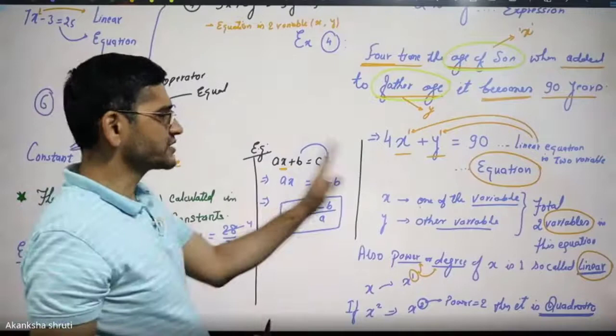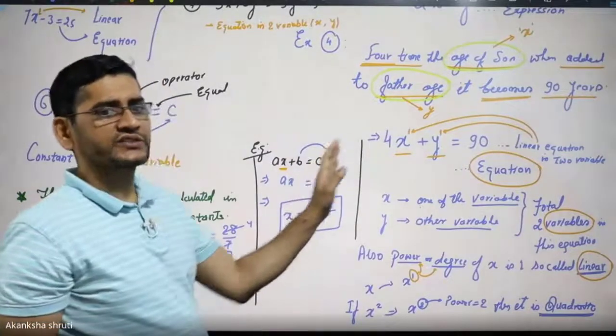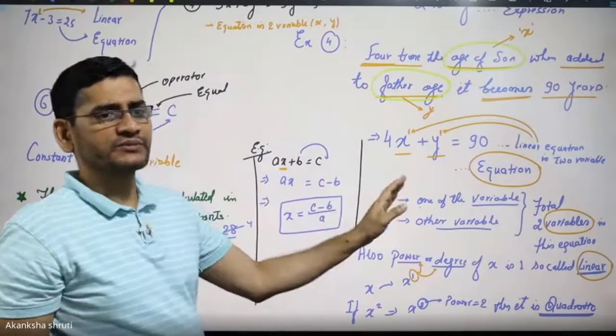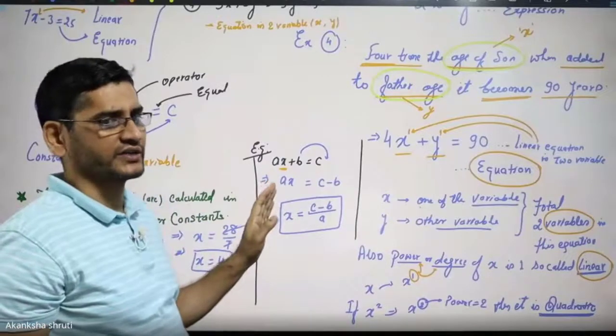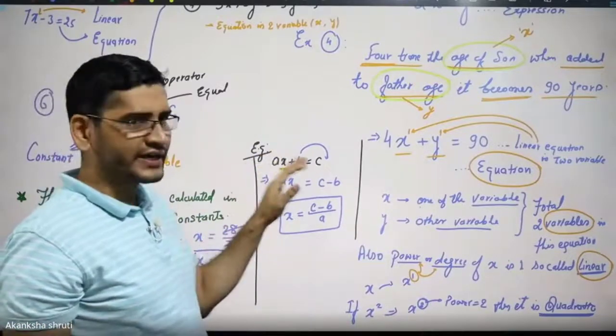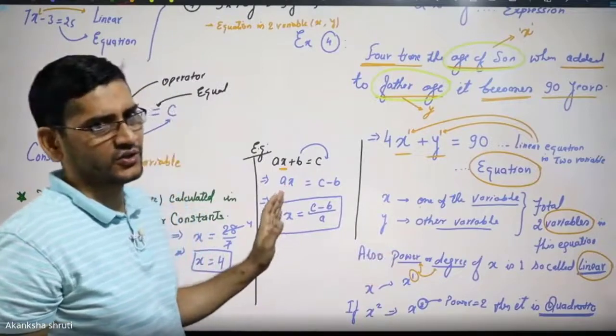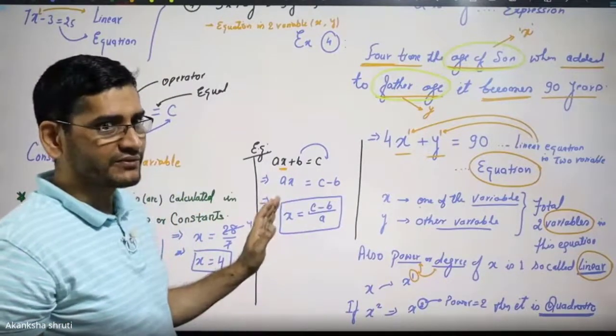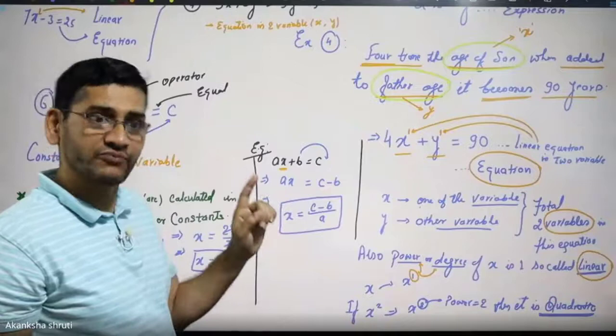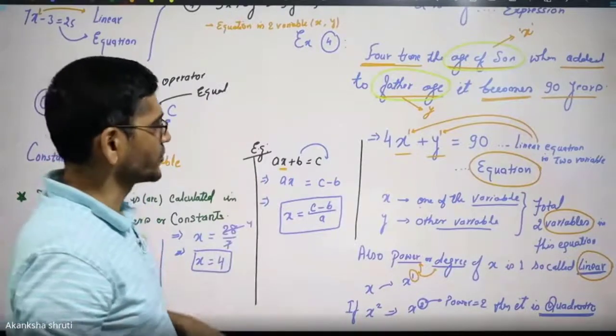While changing the sign, addition gets converted into subtraction, subtraction gets converted into addition, multiplication gets converted into division, and division gets converted into multiplication. This thing we have even used in our chapter number 1. Okay, that is more important.